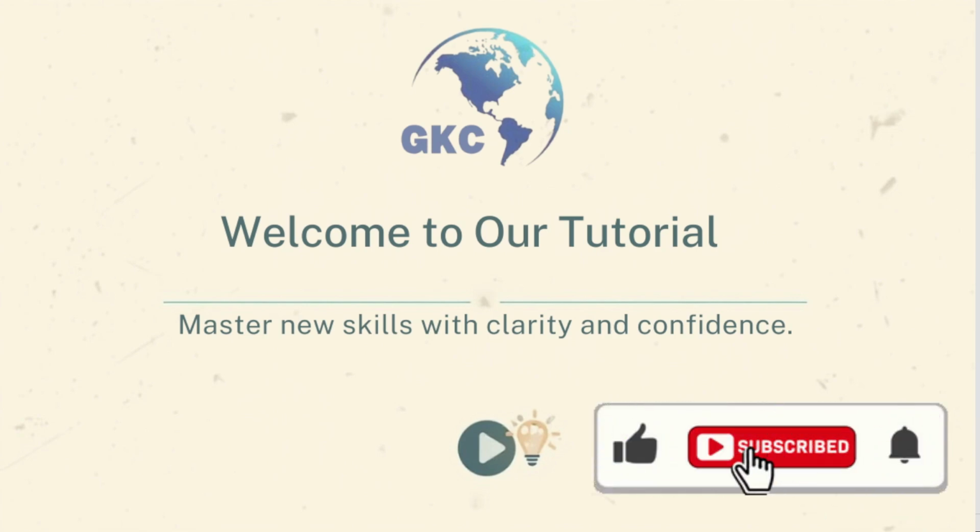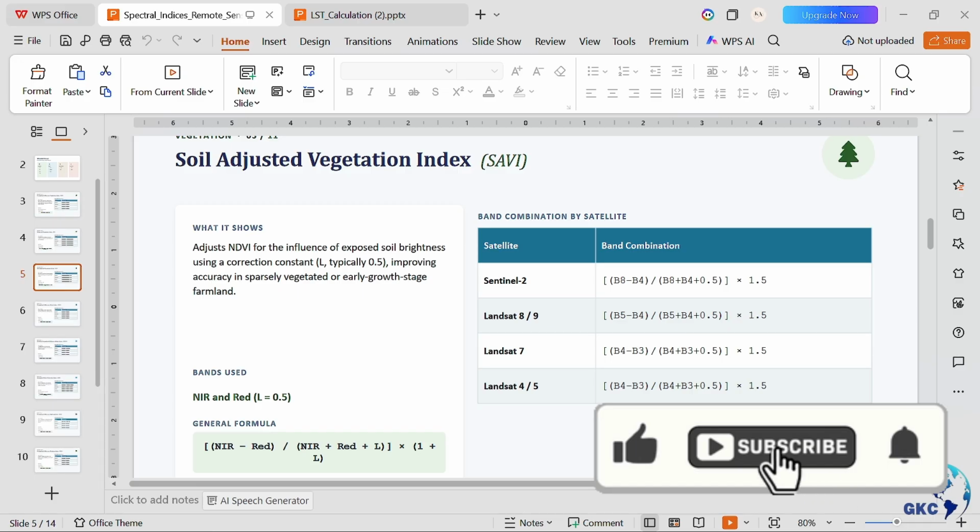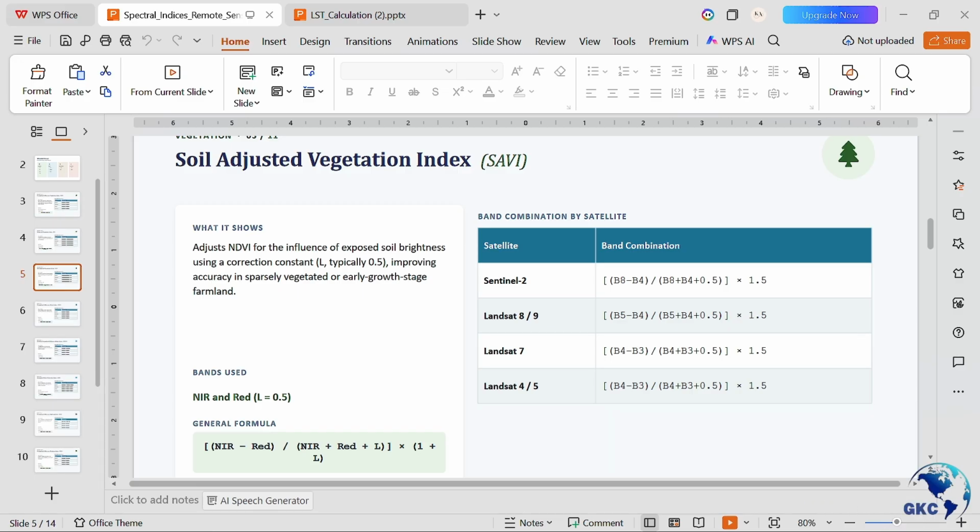In today's video, we'll be looking at the soil adjusted vegetation index, which basically adjusts NDVI for the influence of exposed soil brightness using a correction constant of 0.5, improving accuracy in sparsely vegetated or early growth stage farmland. The bands we'll be using are the near infrared and red bands, and our constant, which is 0.5, which makes our formula near infrared minus red, divided by near infrared plus red plus L, multiplied by 1 plus L, L being 0.5.